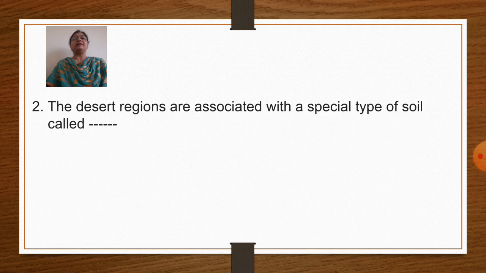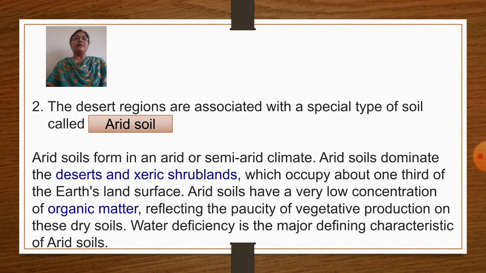Next, fill in the blank. The desert regions are associated with a special type of soil called arid soil. Arid soil forms in an arid or semi-arid climate. Arid soils dominate the desert and xeric shrublands, which occupy about one-third of the Earth's land surface. Arid soils have a very low concentration of organic matter, reflecting the paucity of vegetative production on these dry soils. Water deficiency is the major defining characteristic of arid soil.